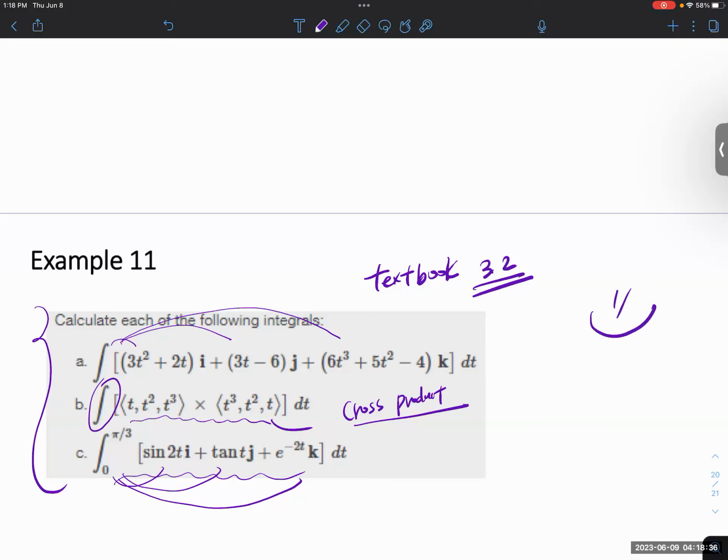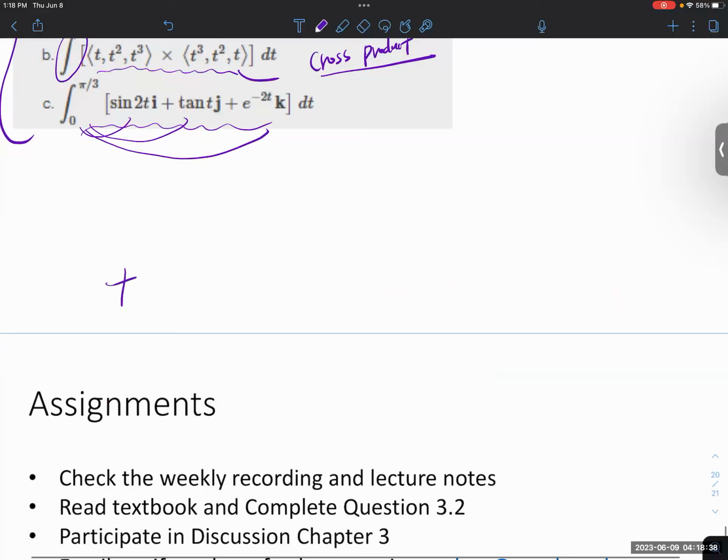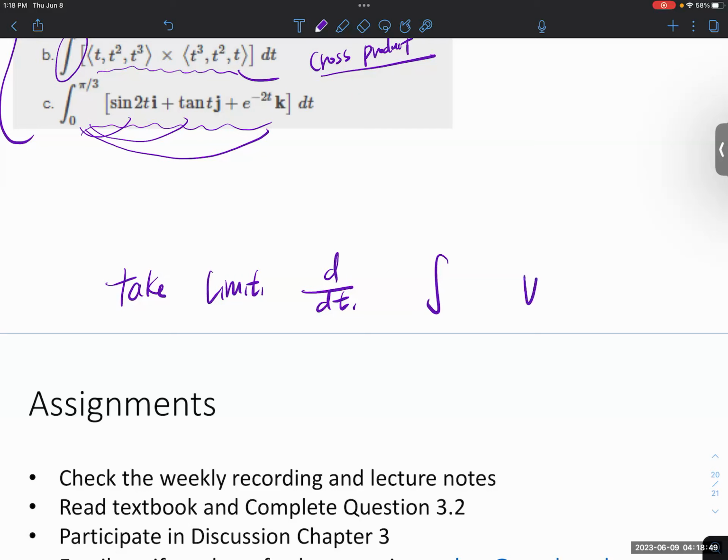That's all about it. So we learned how to take the limit, the differentiation, and we know how to take the integral in terms of the vector valued function. So that's 3.1 and 3.2. You can master that concept. Don't forget the characteristics of the vector. We keep using them, such as the dot product and cross product. Take a look at that.